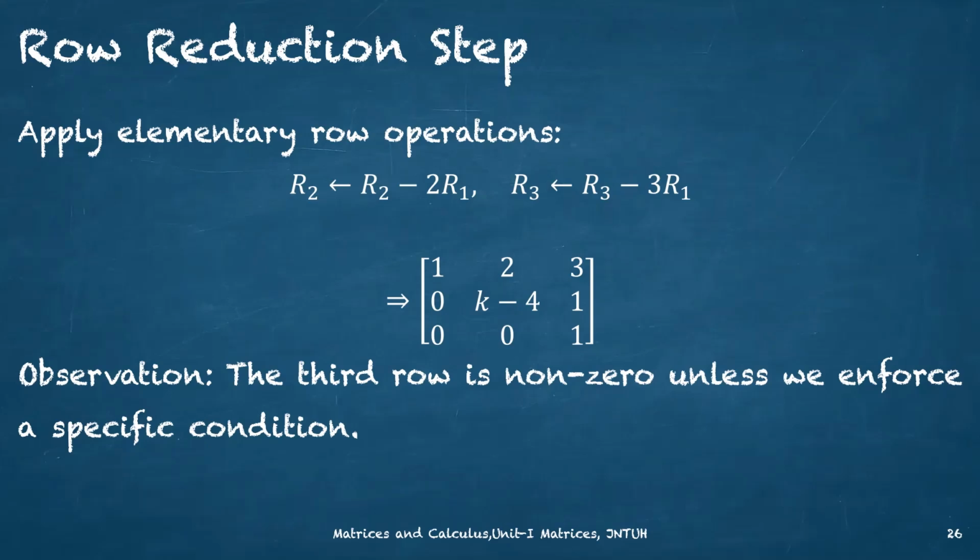Row reduction step. Let's begin simplifying the matrix using elementary row operations. First, we replace row 2 with row 2 minus 2 times row 1. Then, we replace row 3 with row 3 minus 3 times row 1. After applying these operations, the matrix becomes first row 1, 2, 3, second row 0, K minus 4, 1, and third row 0, 0, 1. Now observe the third row. It is non-zero unless we force a specific condition on the value of K. To make the rank equal to 2, we'll need to make this third row become 0.